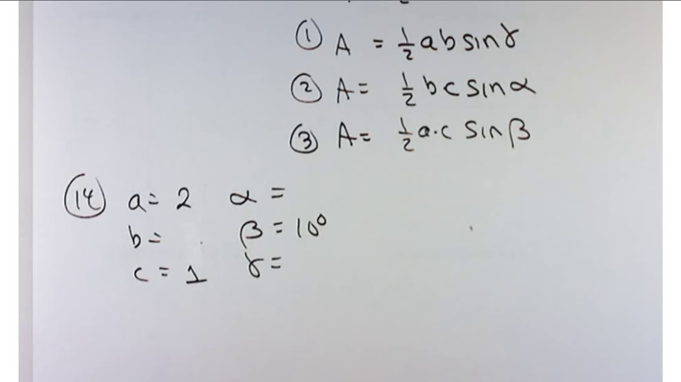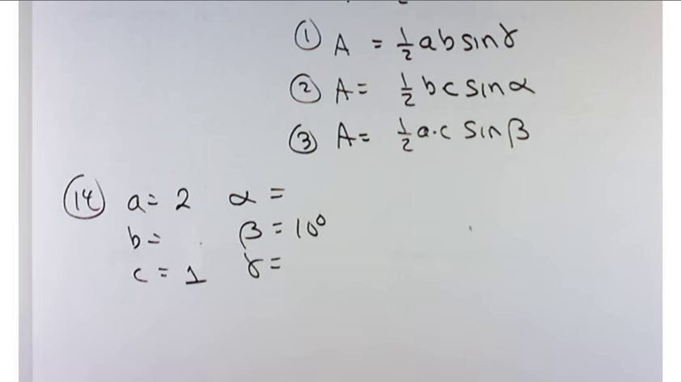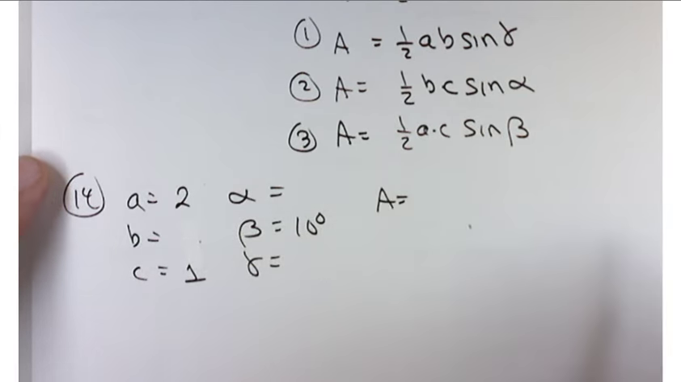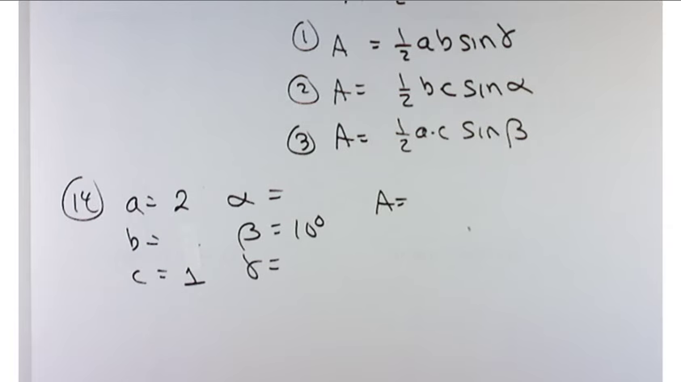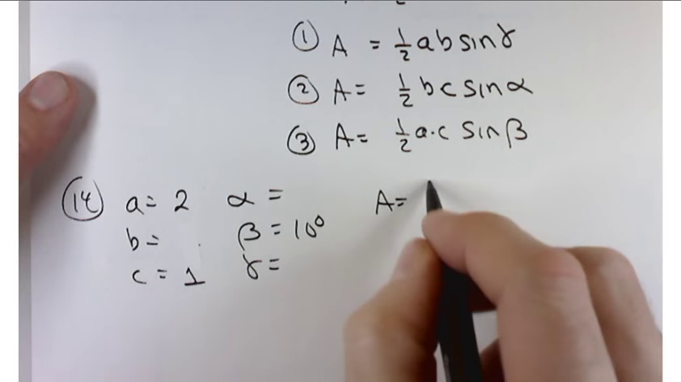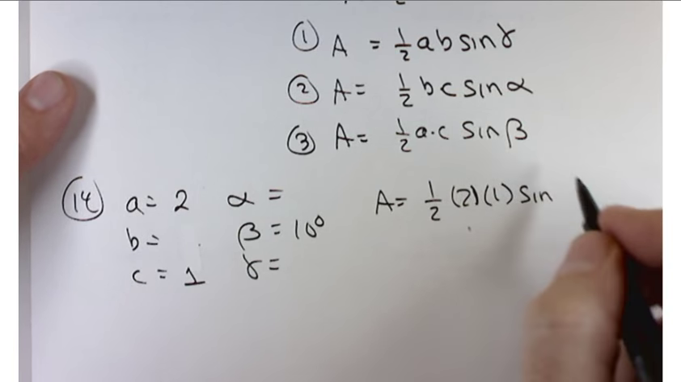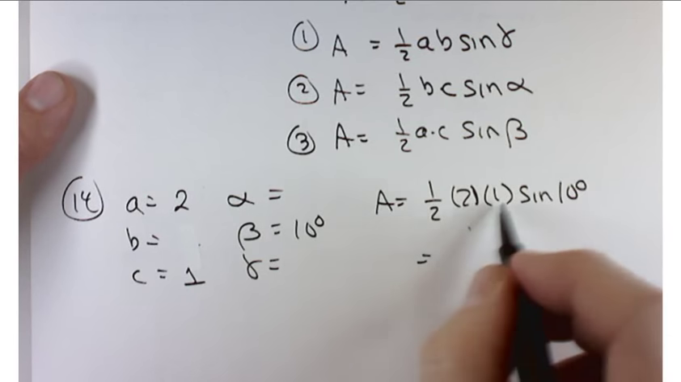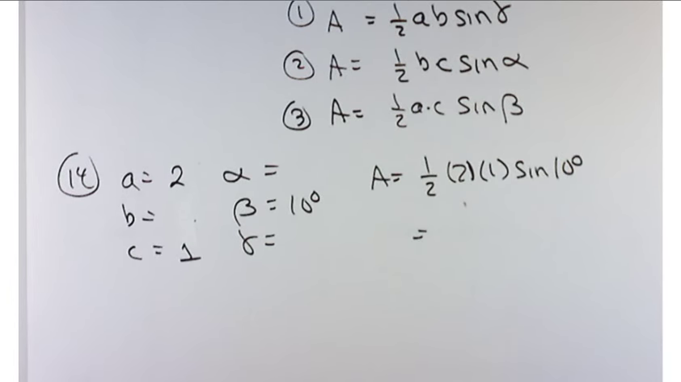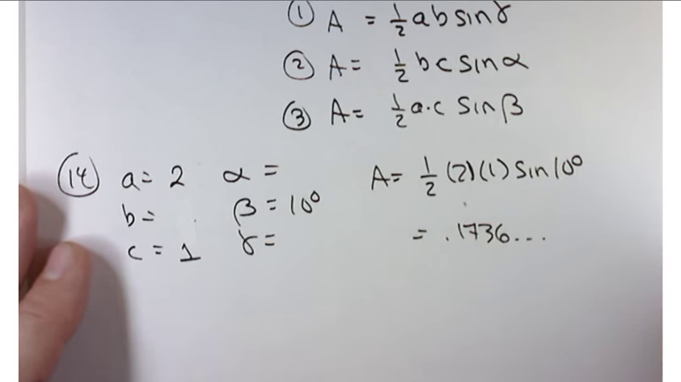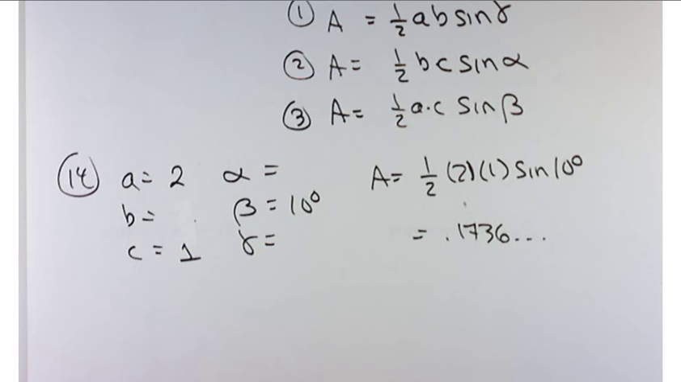So this is nicely set up for using the law of, whatever you want to call this, to find the area. Which one of these, 1, 2, or 3, should I use? Yeah, the third one. So 1/2 A times C, 2 times 1, times a sine of 10 degrees. Those cancel, so it's just going to work out to the sine of 10 degrees, which is going to be a pretty small number. About 0.1736. Okay, and that's it.